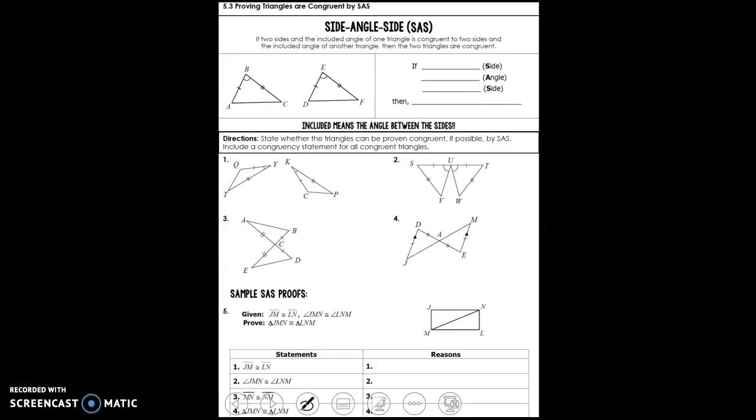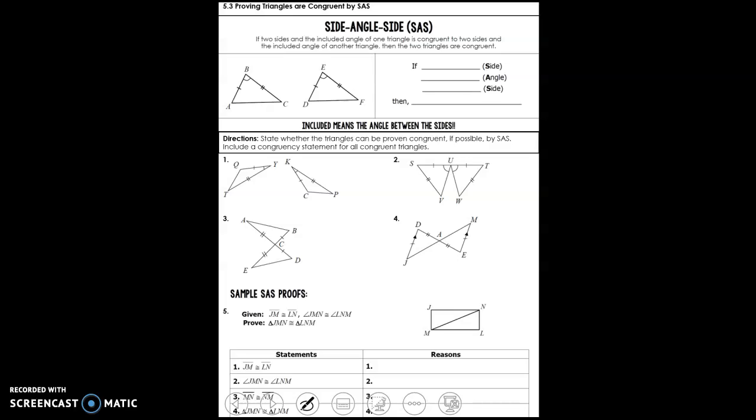Alright, so today we are going to do 5.3, proving triangles are congruent by SAS. SAS is side angle side. So if two sides and the included angle of one triangle are congruent to two sides and the included angle of another triangle, then the two triangles are congruent.